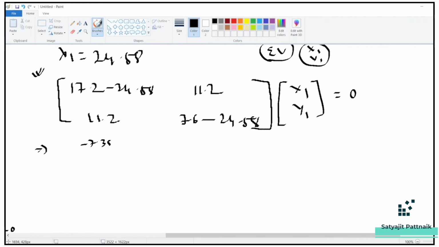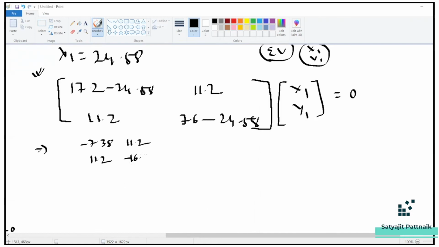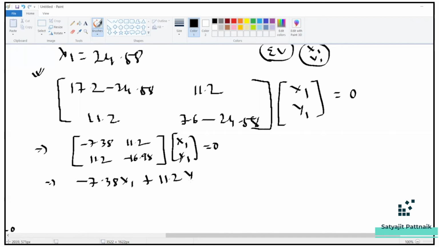Minus 7.38, this is 11.2, this is 11.2, and this is 7.6 minus 24.58, 16.98 minus 16.98, into x1, y1 equals 0. So if I just solve this particular problem, it will be minus 7.38 x1 plus 11.2 y1 equals 0. This will be equation 1.